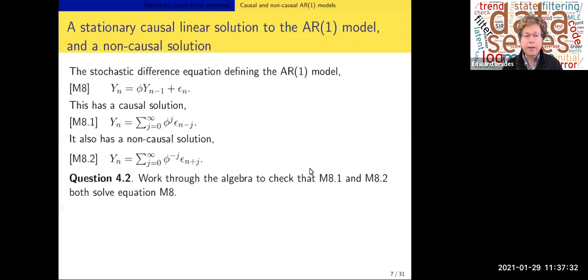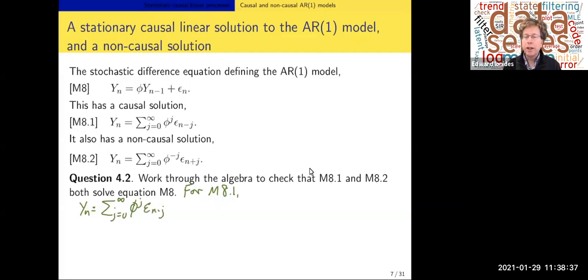And I guess the first thing we really should do is just do the algebra to check that M8.1 really does solve the AR1 equation M8. Let's say for M8.1, if we want to calculate the difference equation coming from M8.1, Yn by definition is the sum from j is 0 to infinity of phi to the j epsilon n minus j.